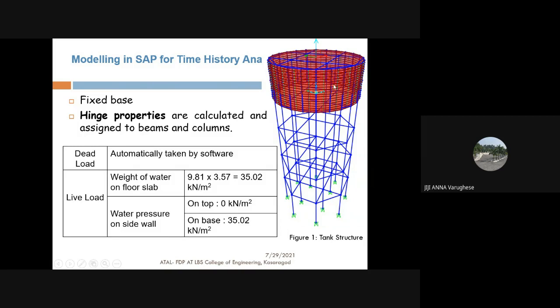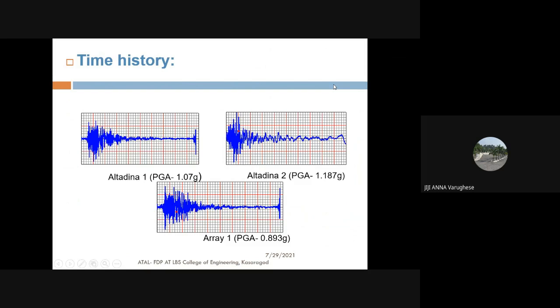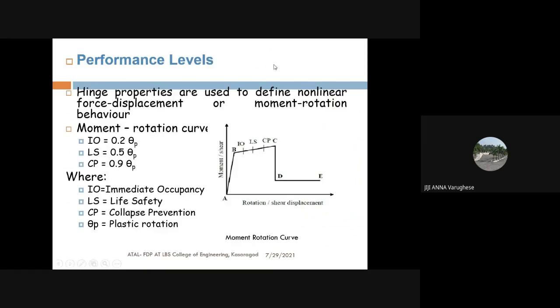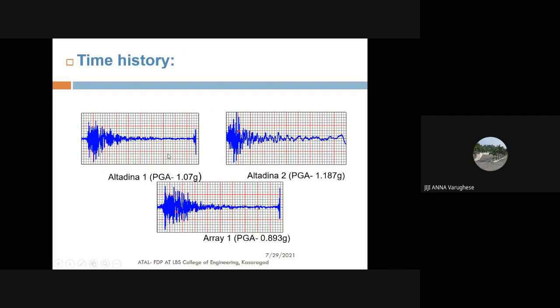Then the design, we had done two design. In order to find out the performance of this water tank due to time history analysis, we have assigned hinges for both columns and beams. Then 3 earthquakes were used, and if we are using only 3 time histories, we have to consider the maximum value, and if we are using more than 7, we can take the average value.